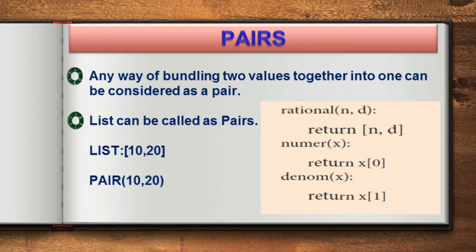Pairs: bundling two values together into one is considered a pair. Here a list is a common method for this pair. So a list can be called a pair.